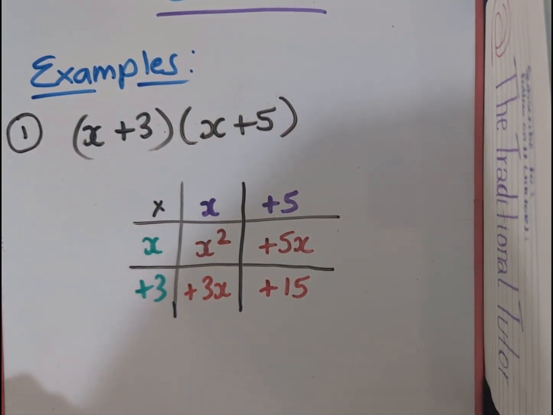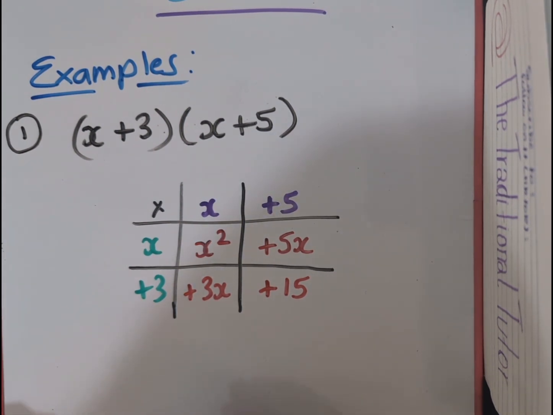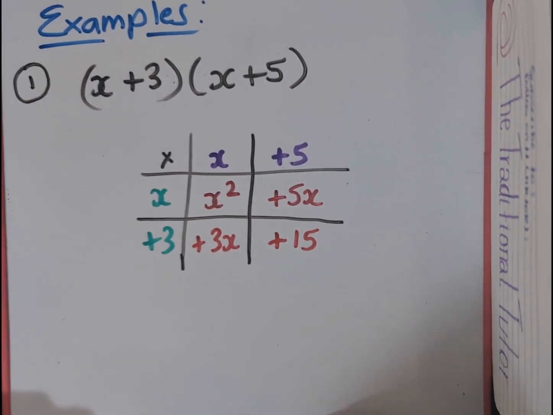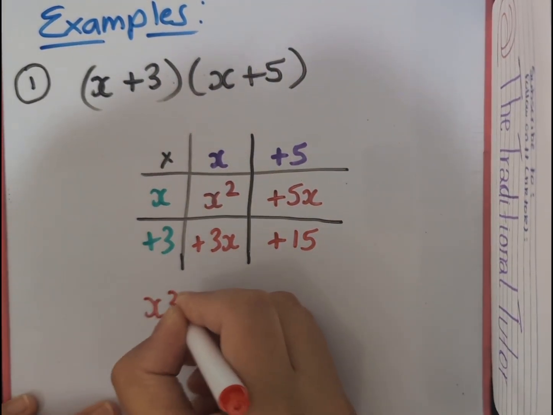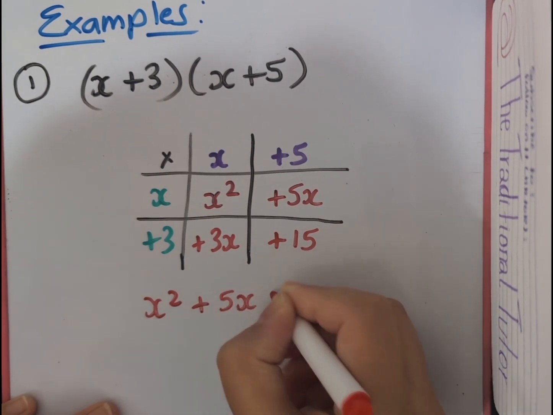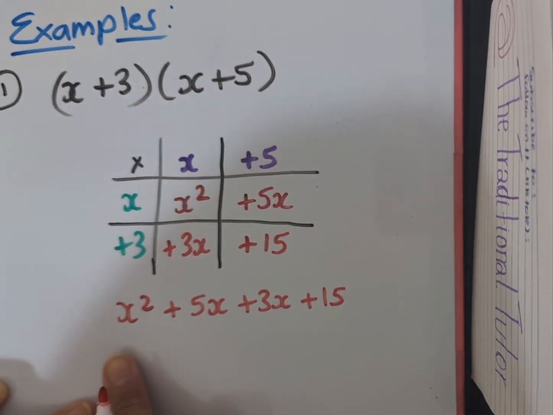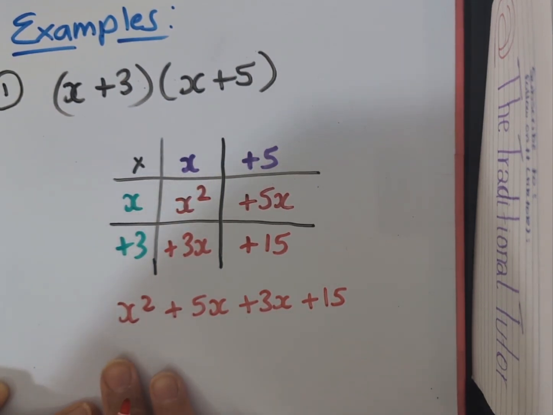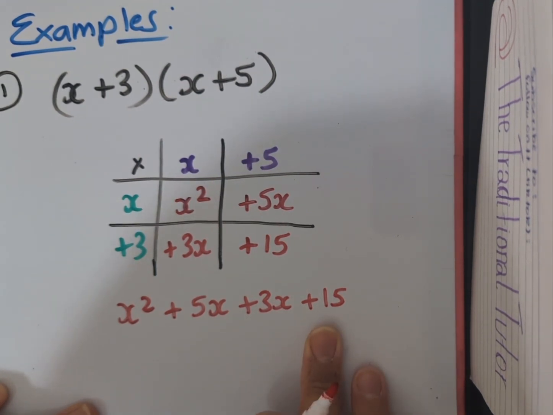And again, you can see we've arrived at the same sort of answer, and now it's just again a case of collecting your like terms and writing out your final answer. So that means I'll be having x squared plus 5x plus 3x and plus 15. Again, you can write them out in any order, but it's nice to have your square term first, then your x term, and then your normal number term, okay?